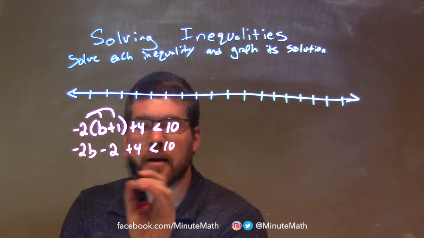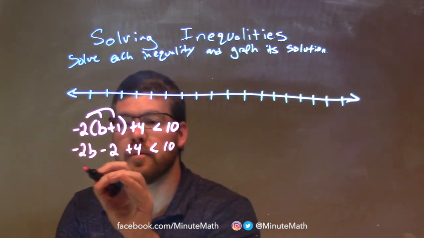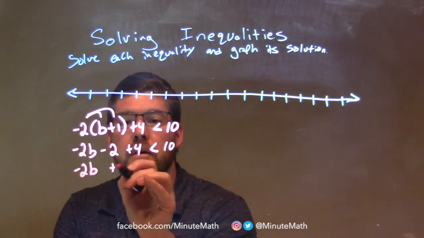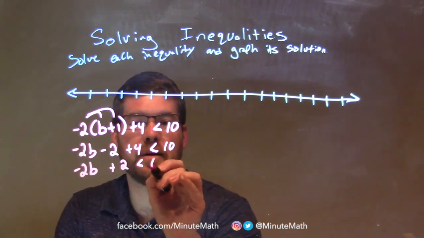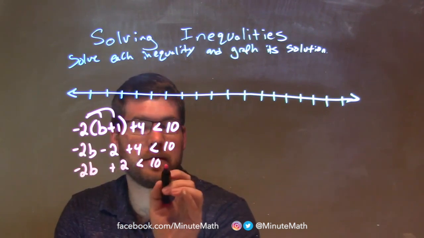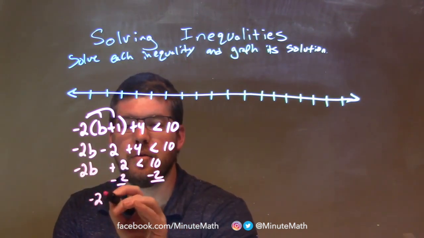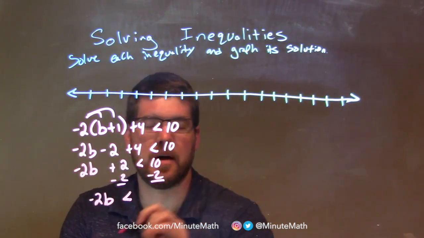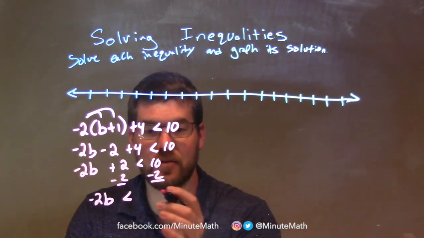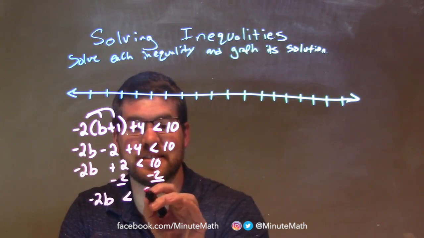Well, let's combine the -2 and positive 4 to be a positive 2. So we have -2b plus 2 is less than 10. We now can subtract the 2 from both sides, leaving me -2b is less than, well, 10 minus 2 is just an 8.